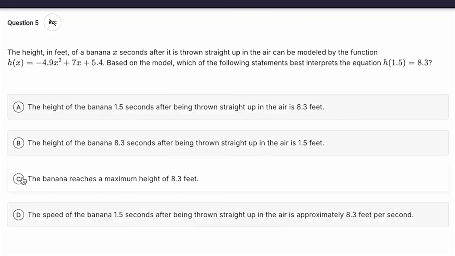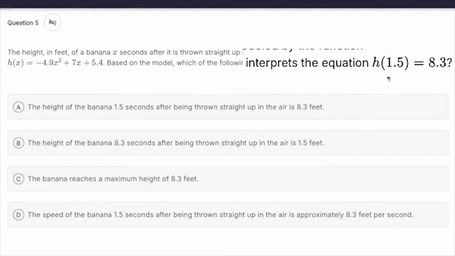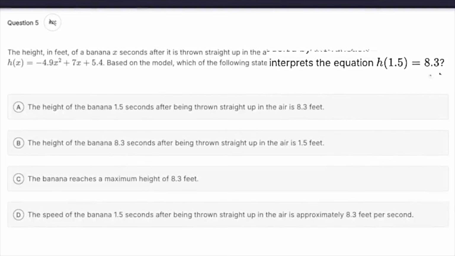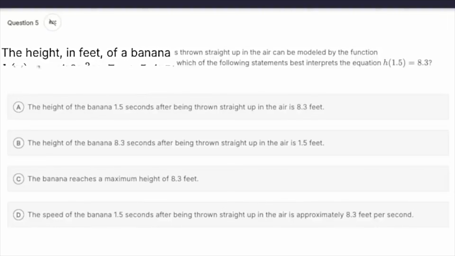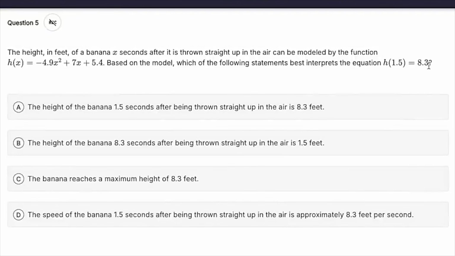All right, let's try one more. This one's a little bit more complicated, but we've got the same situation, more or less, right? We've got someone throwing a banana up into the air, but this time it's asking us to interpret function h of 1.5 equals 8.3. So pause the video and try this on your own first. But basically, we know that our function itself is going to be the height of the banana, right?